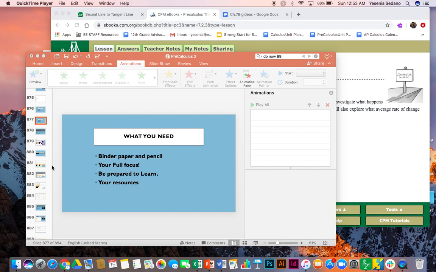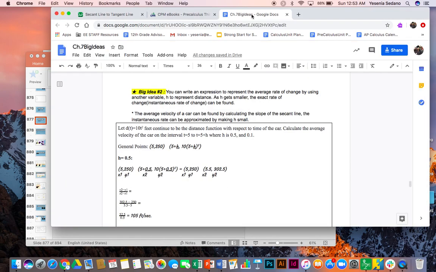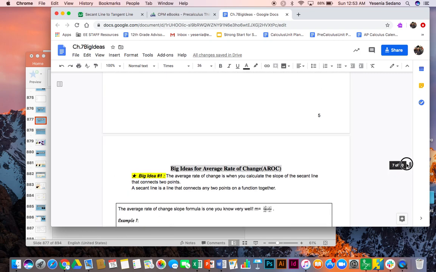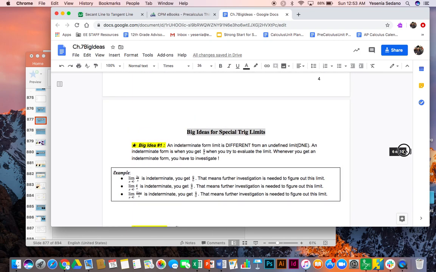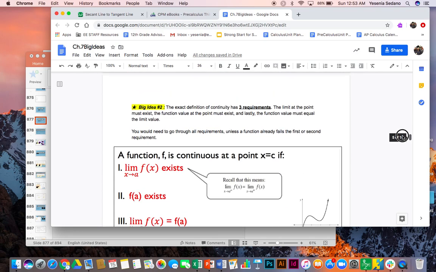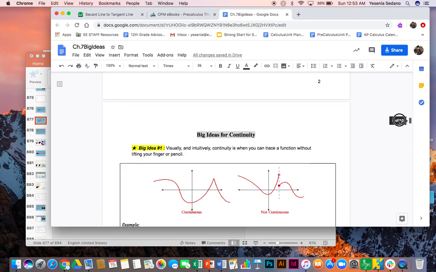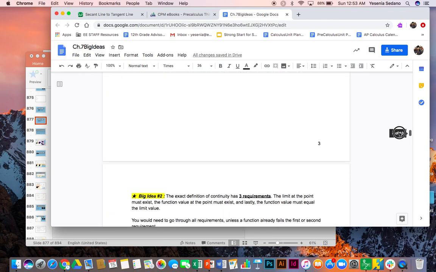And lastly, have your resources at hand, whether that's your binder, if you brought it, any notes that you brought, or the resources that I provided, specifically the Chapter 7 Big Ideas packet. Either you have the hard copy of this, or you could take a look because I've attached it on Google Classroom. This is basically listing off all the big ideas that we talked about in this unit.